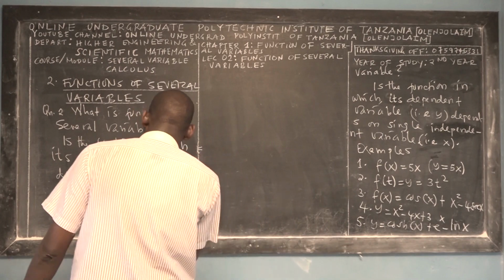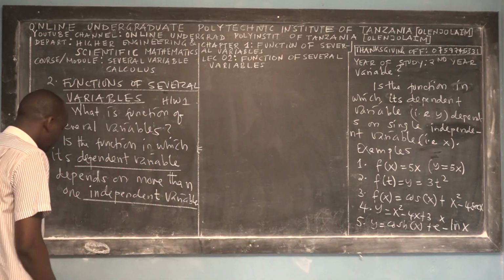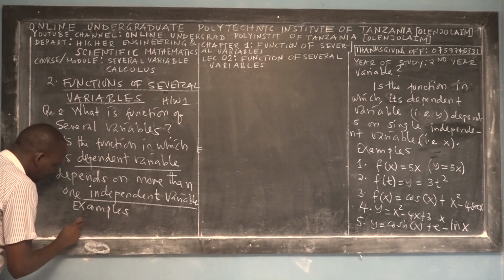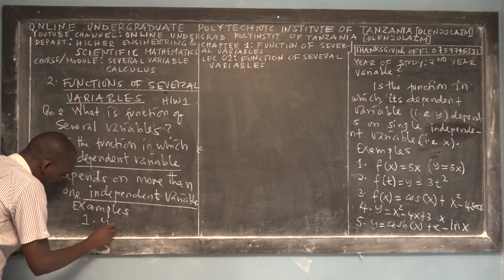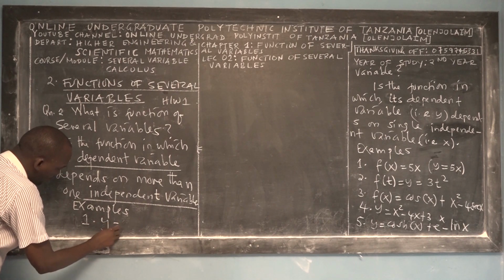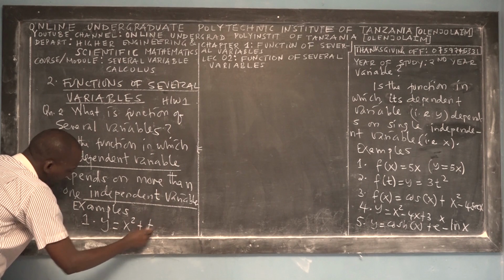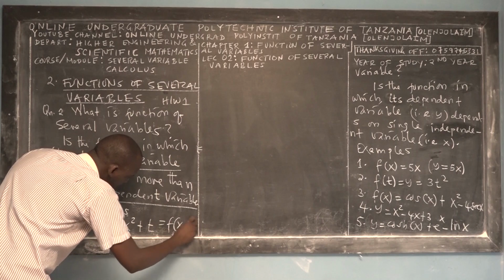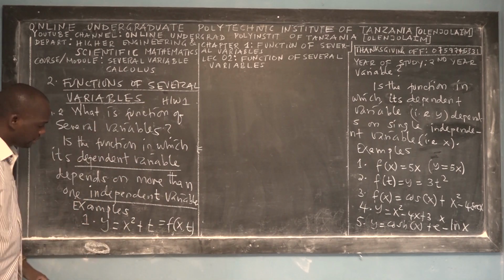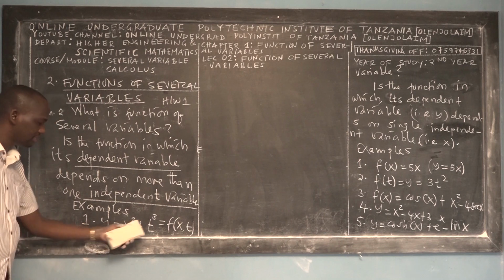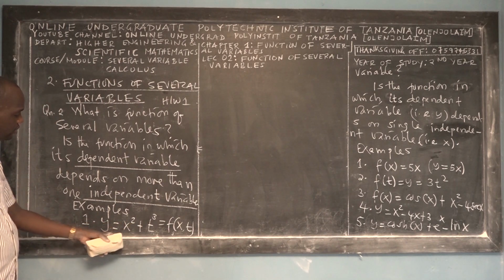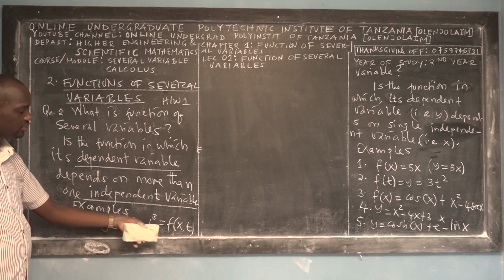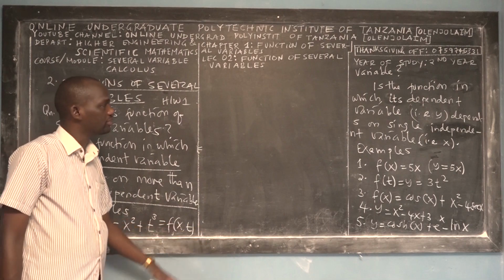So let me give you examples. The first example, let me start with a simple one. Let's say that we have y is equal to x squared plus t cubic. This can be expressed as a function f of x, comma t. So these functions depend on the two variables, x and t. It means the dependent variable y depends on x and t. That's why I call it f of x, comma t.